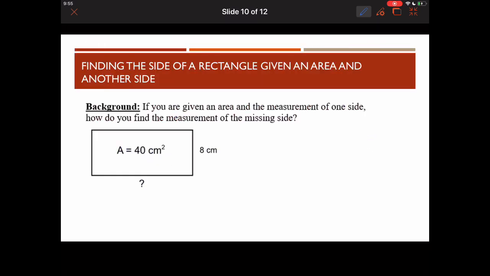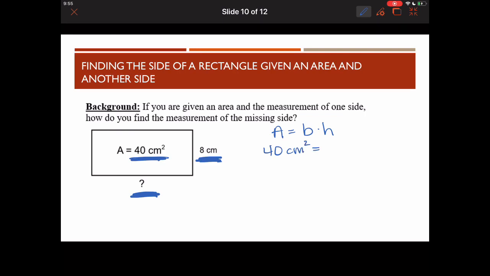All right, so now we're gonna work backwards. So essentially, if you're given an area, here's my area, and the measurement of one side, there you go. How do you find the measurement of the missing side? That's that one. So if I know that area is equal to, let's say, base times height, right? And if I have this information that I underlined in blue here, let me fill in that information. The area is 40 centimeters squared.